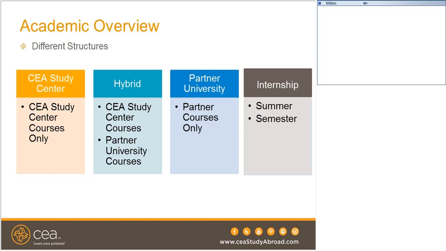Then we have the hybrid program. That's a combination of both CEA Study Center courses and partner university courses. It gives them a little bit of column A, a little bit of column B. We also have the internship program, where students will not only be working in their internships in their host location, but also taking courses at either a partner university or at our CEA Study Center.